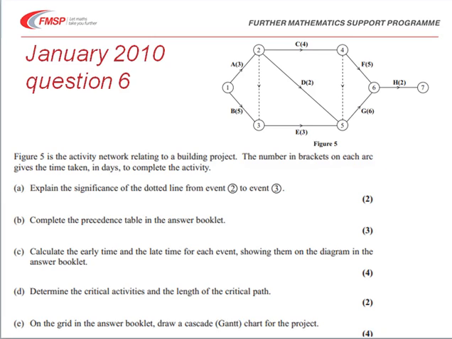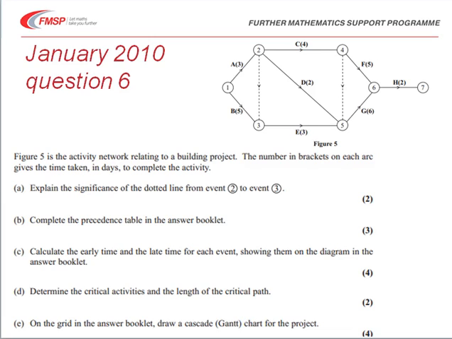We're then asked to complete the precedence table in the answer booklet. In part C, to calculate early times and late times and show them on the diagram, which is also in the answer booklet. And from that, in part D, to determine the critical activities and the length of the critical path. And finally, in part E of the question, we are to draw a cascade, sometimes known as a Gantt chart, for the project.